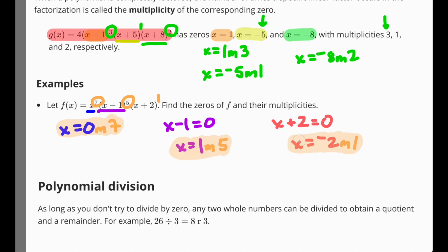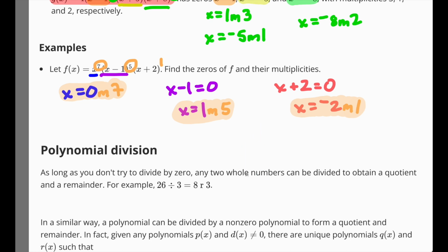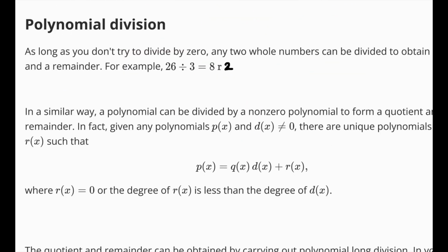Okay. So that's how to figure out the zeros and multiplicities from a factored form of a polynomial. Now, sometimes it's not in factored form, so that's essentially what we're going to be doing in this video, and the next is dealing with it when it's not in factored form like that. All right, this next section is about polynomial division.